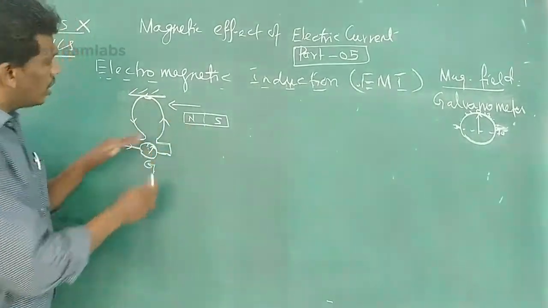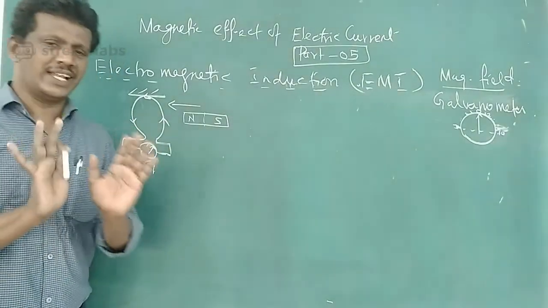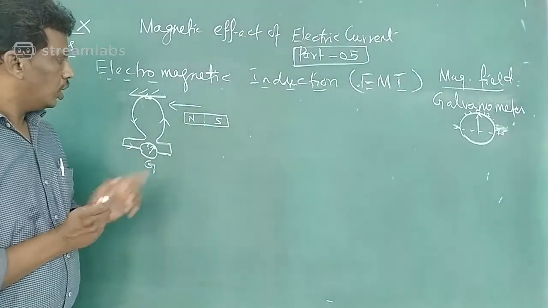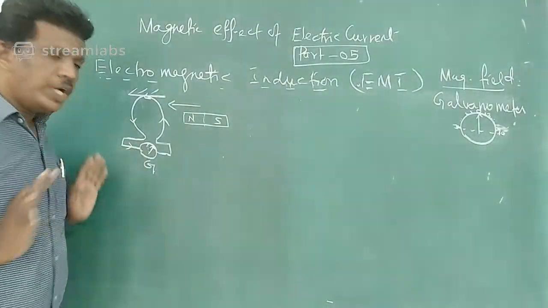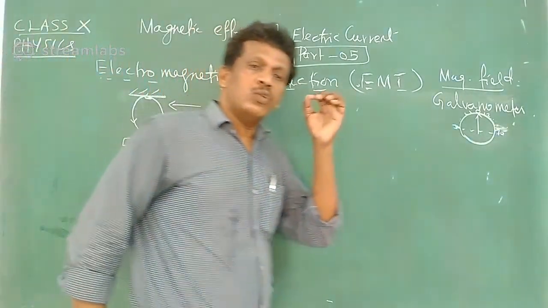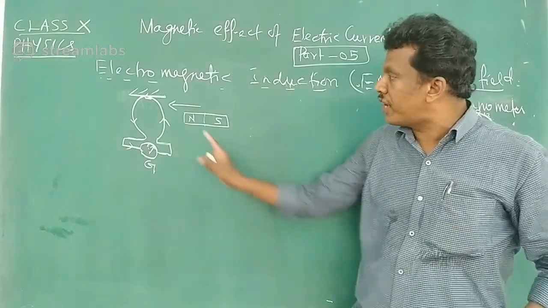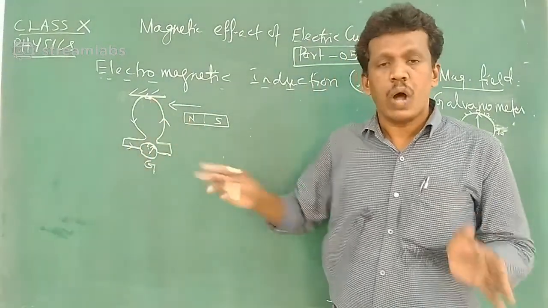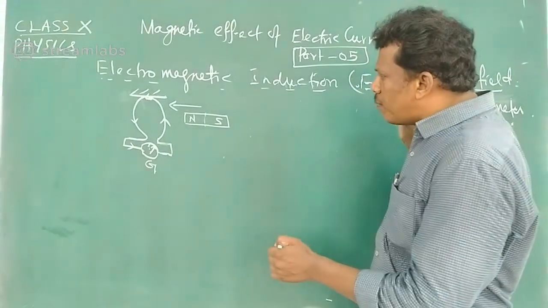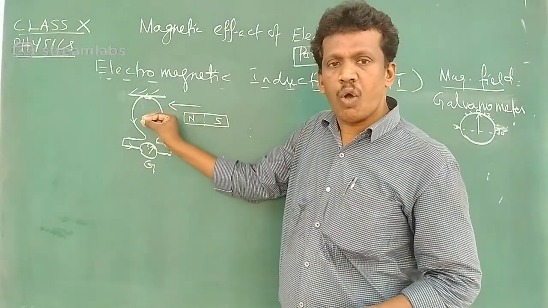When it is moving here, the current starts flowing in one direction, anti-clockwise. You can understand, some direction. When it is moved towards here, the galvanometer shows some deflection. Means definitely there is a current. How is it possible? No battery in this circuit. What are you doing? You are moving the magnet towards the coil. That's all.